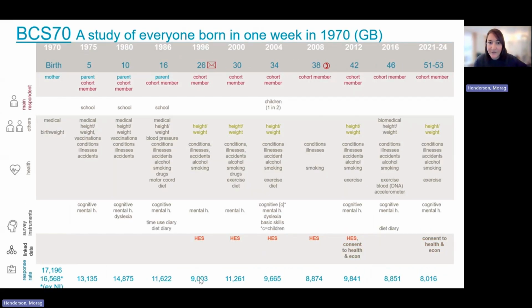The next is the BCS70. It's very similar in structure to the NCDS, although they're a bit younger. Again, in the early sweeps, it was the parent who was the main respondent, and then it became the cohort member solely at age 26. We have some school reports of their behaviour, a similar medical focus on the health dimension, as well as similar survey instruments. In addition to the cognitive and mental health, we've also got time use diaries and diet diaries, so what they're eating, and that diet diary was repeated again more recently at age 46.